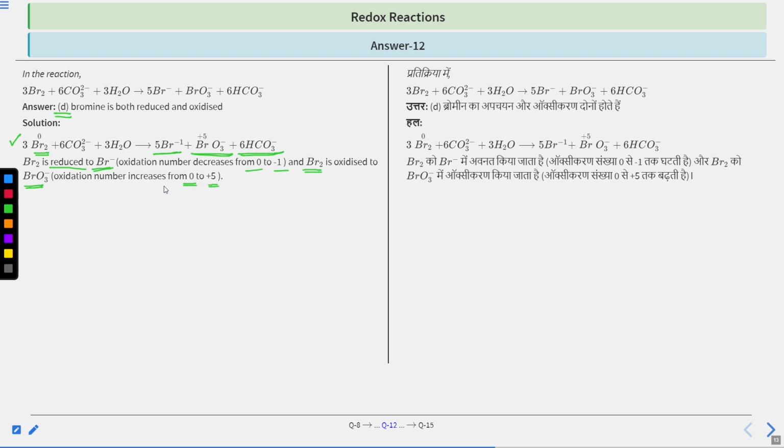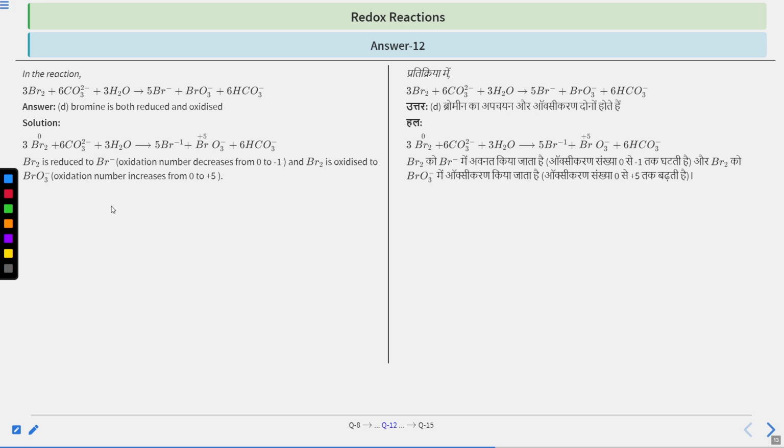So oxidation number increasing means oxidation is happening, and oxidation number decreasing means reduction is happening. So Br2 is reduced to Br negative, and Br2 also gets oxidized to BrO3 negative, as we can see with the help of the change in the oxidation numbers, right? And thus we can say that option D, which is bromine is both reduced and oxidized, is the correct answer for this question.